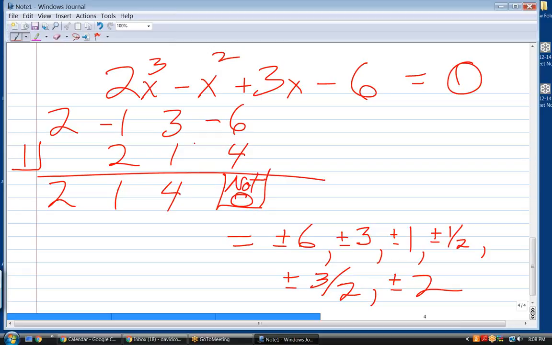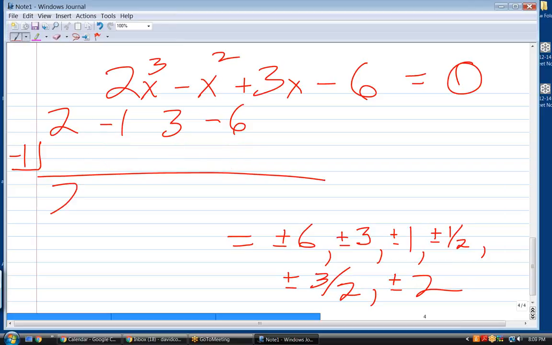So what's the next easiest to try? 2. Actually, I like to do these in a pattern also. Again, if I jump around, I'm not going to know which ones I've tried and which ones I haven't. So I'm going to try plus 1 and then minus 1. And then I'm going to try plus 2 and minus 2, and then 3, and then 6. The last ones I'm going to try are my fractions, because they're going to be harder to try. So let's try minus 1.